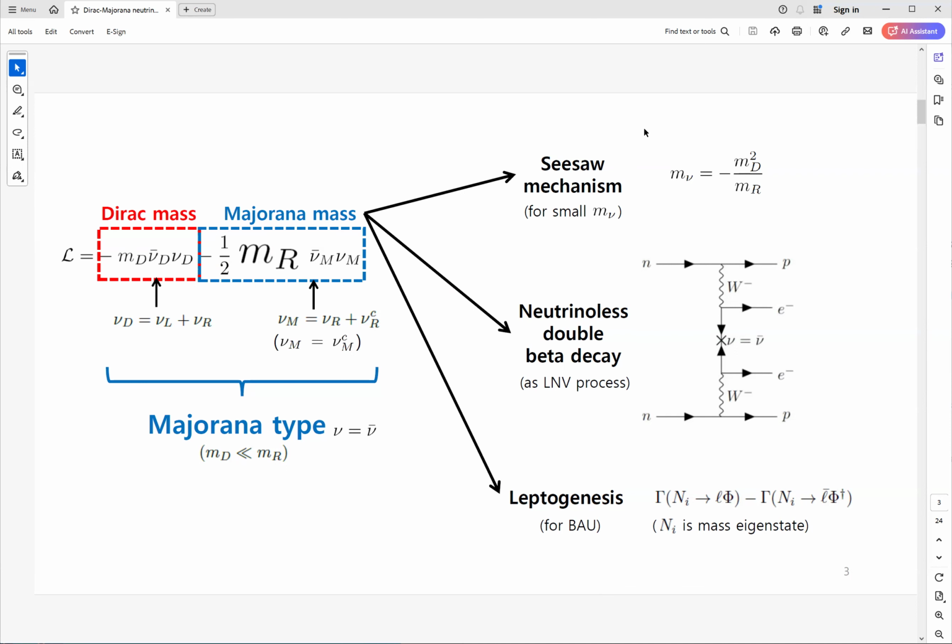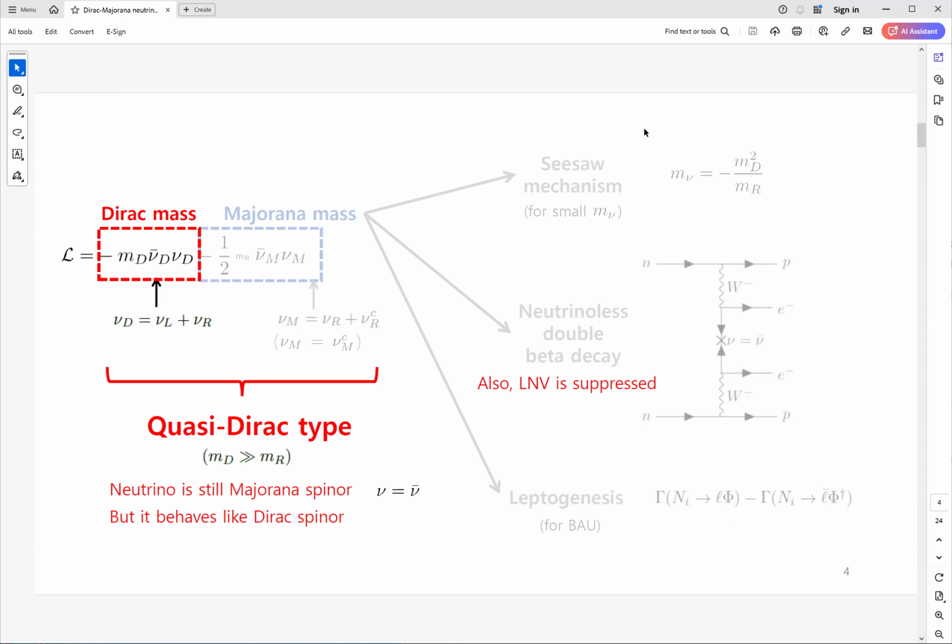And the Majorana mass term is a lepton number violation term, if we assign lepton number to the neutrino field and the lepton field. An example of a lepton number violating process is neutrinoless double beta decay. So in this Majorana limit, such neutrinoless double beta decays can occur. Also the Majorana mass term can provide leptogenesis to explain the baryon asymmetry of the universe. There are two different decay modes of the heavy neutrino, and these two different decay modes can generate asymmetries in the early universe.